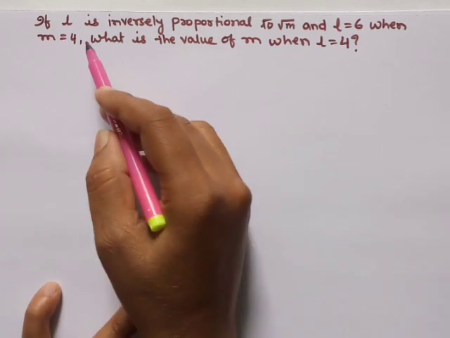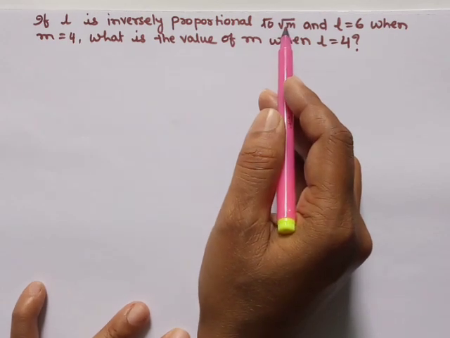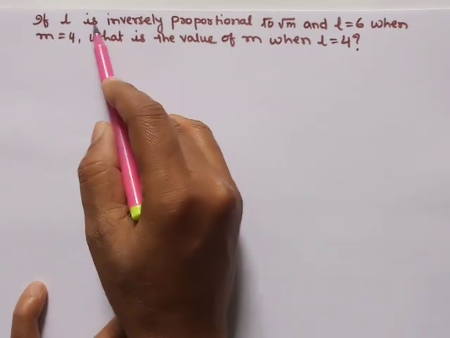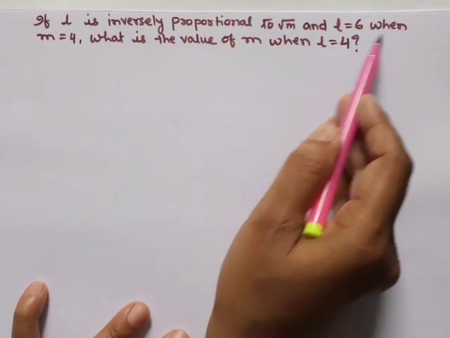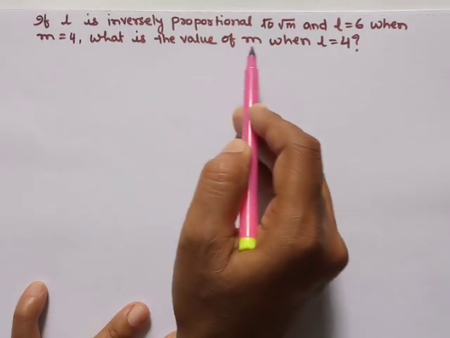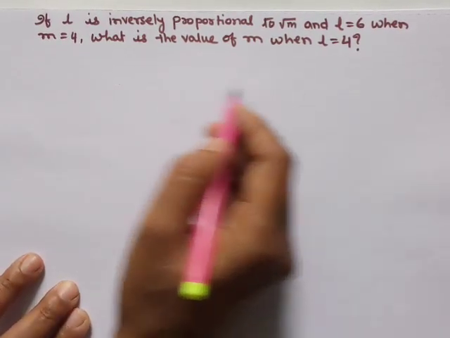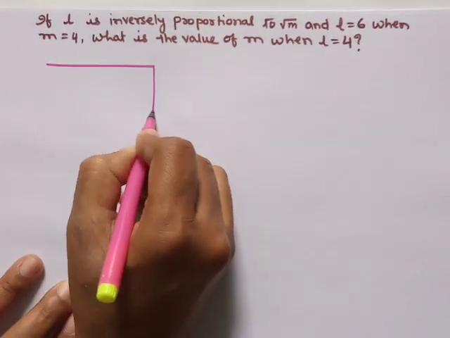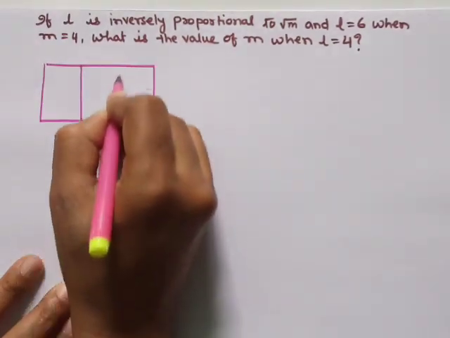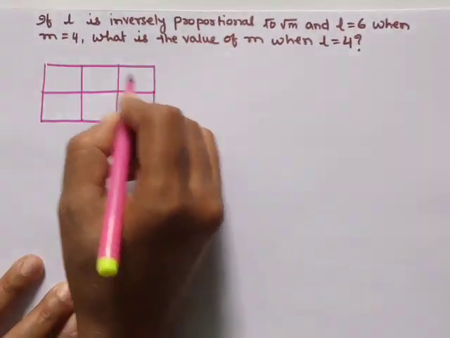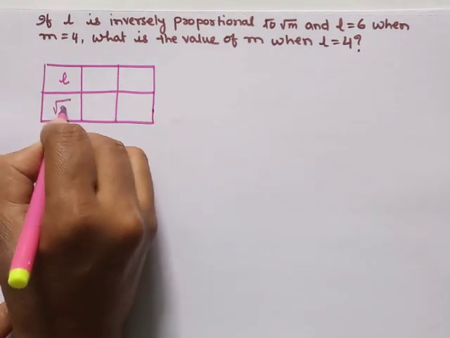Now see here, children, here there is a proportionality between L and root m. So please pay attention. If L is inversely proportional to root m and L is equal to 6 when m is equal to 4, what is the value of m when L is equal to 4? Now this is not very difficult. You just go through the table. First learn how to prepare the table. What is given you should know. Here proportionality is between L and root m. So let us put L and then we shall put root m.